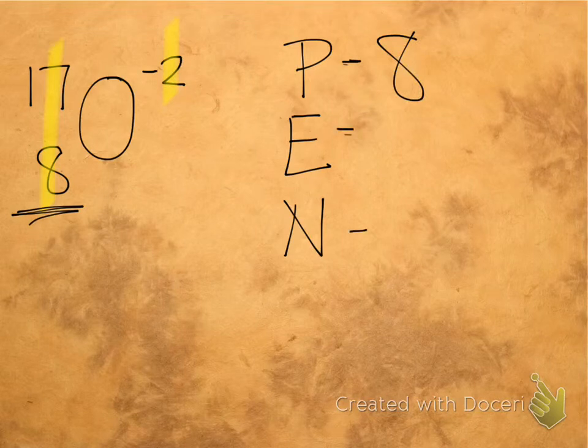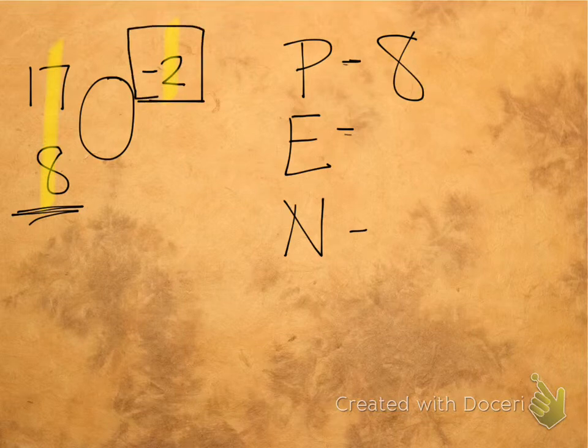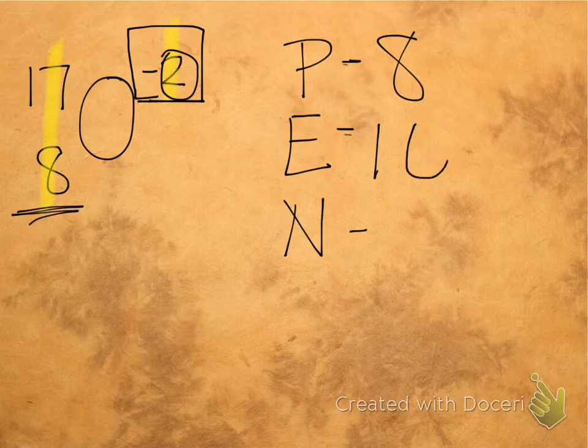Now we could go either electrons or neutrons. Remember there's a charge here, which means that we have a different number of electrons than we do protons. Since it is negative, it means that we have more electrons than we do protons. How many more? It tells you right in the problem. It tells us we have 2 more. So 2 more electrons than protons means I'm going to have 10 electrons. And now we just need to solve for our neutrons.